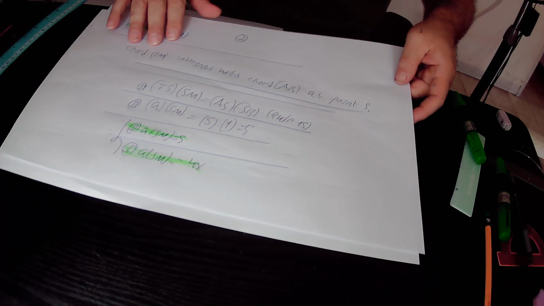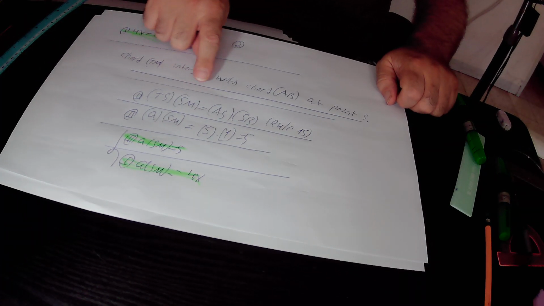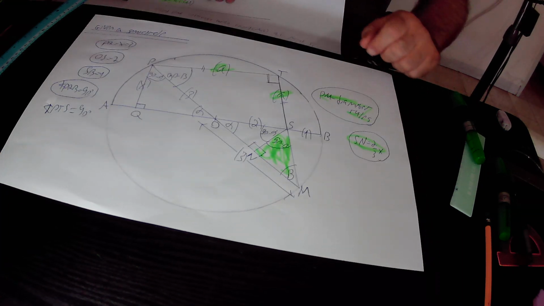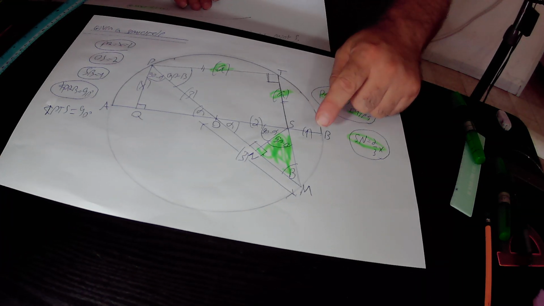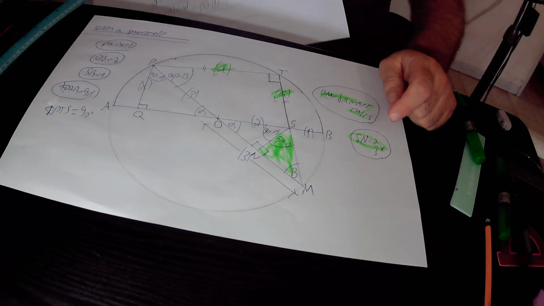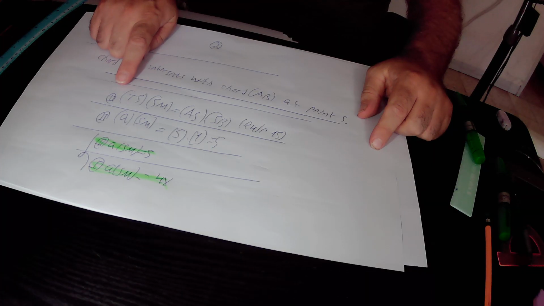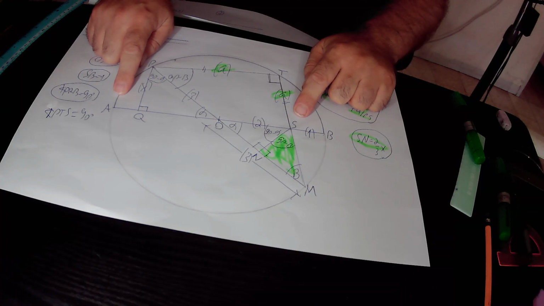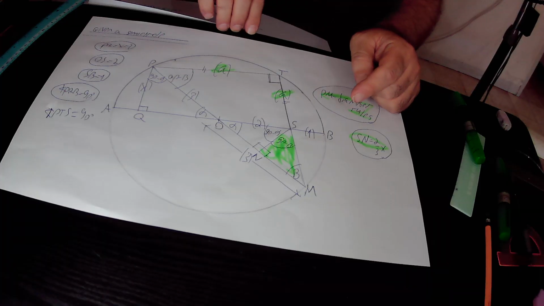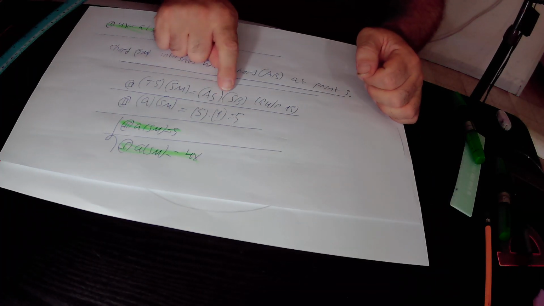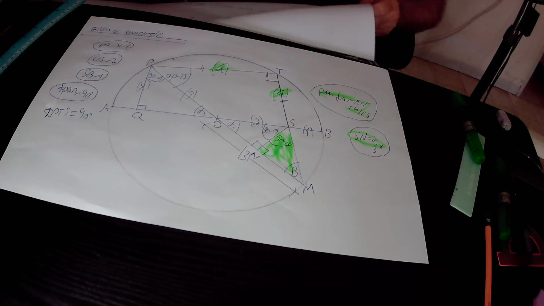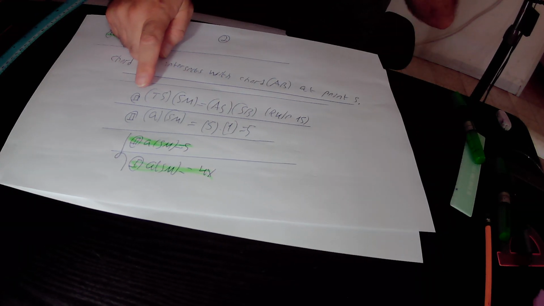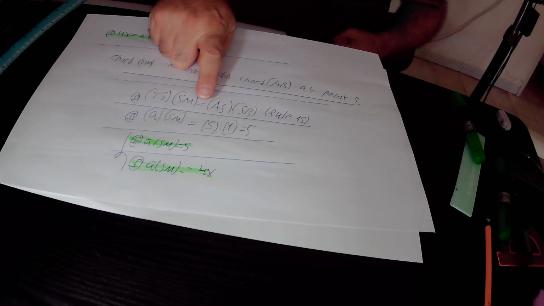According to rule 15, TS times SM equals AS times SB. TS is A times SM, and SM is the missing side, so we leave it as it is. On this side of equation 2 we have ASM, which equals AS times SB. AS in total equals AO plus OS. AO is the radius, 3, plus OS, which is 2. So AS equals 3 plus 2, that is 5. And SB is 1. So according to equation 2, A times SM equals 5 times 1, which is 5.